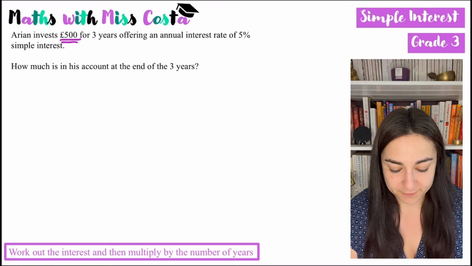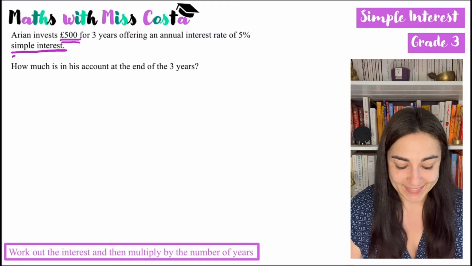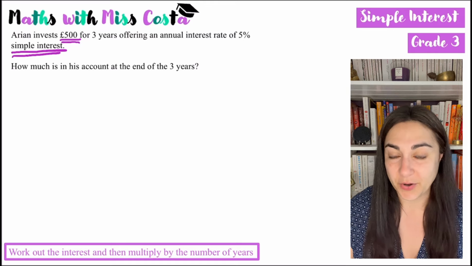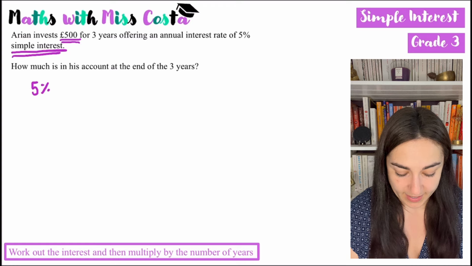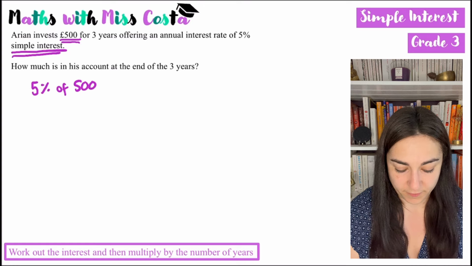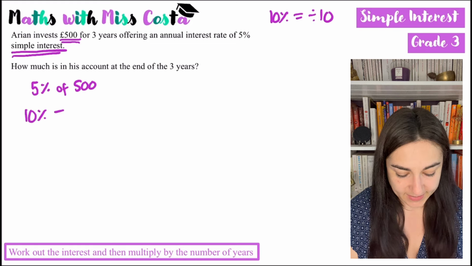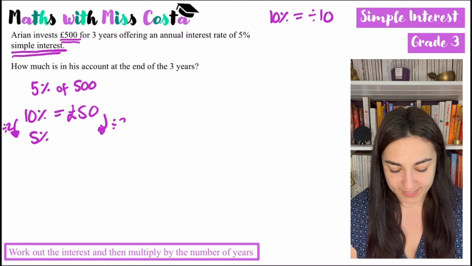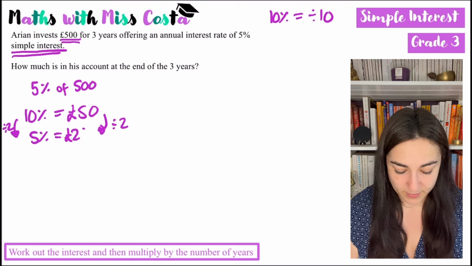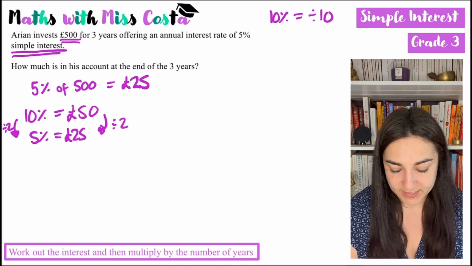So Arian invests £500 for 3 years, offering an annual interest rate of 5% simple interest. That means you only earn interest on the original value that you put in. So let's work out 5% of 500. Remember the trick, we know 10% you can find by dividing by 10. So 10% is going to be 50, and therefore 5% is half of 10. So 5%, I'm going to half 50 as well, would be £25. So I know that 5% is £25.